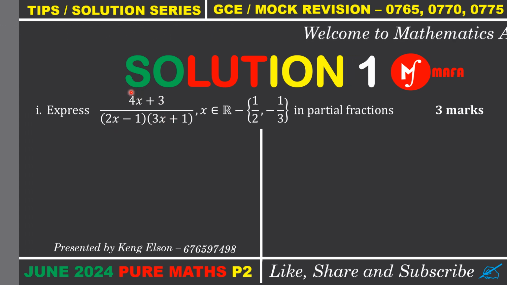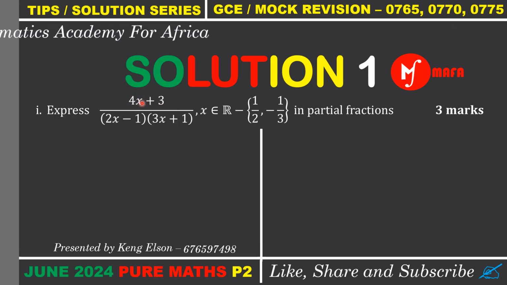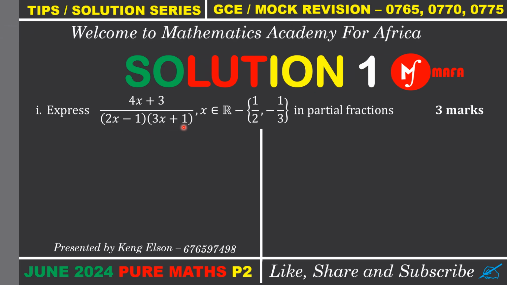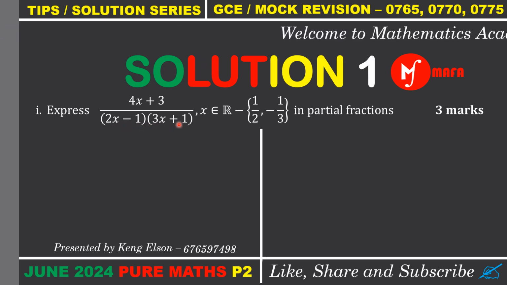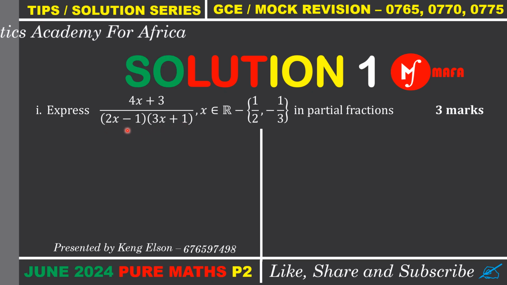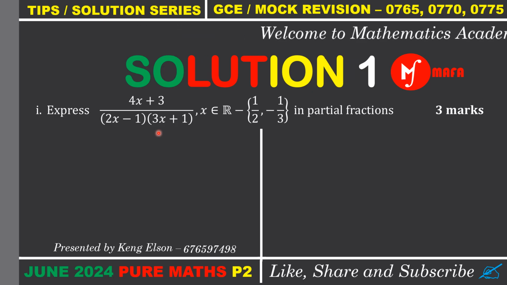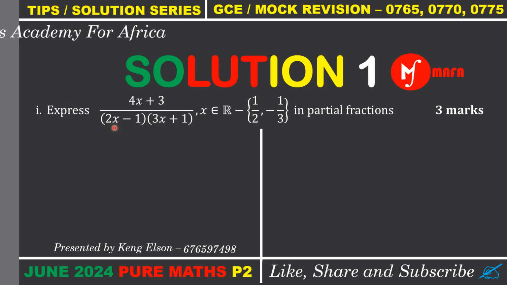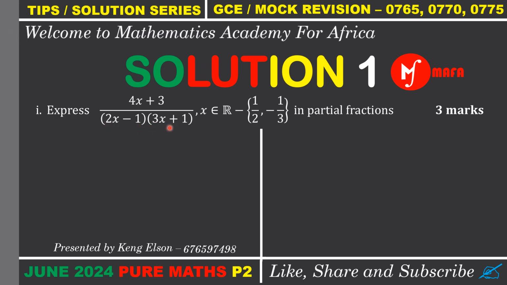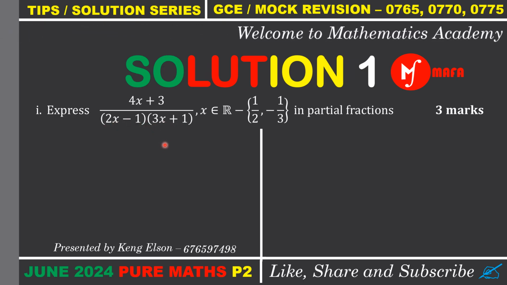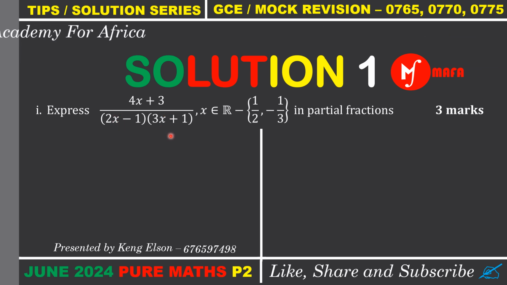In this case, the degree of the polynomial in the numerator is 1 because it is a linear function. The highest power of x is 1. In the denominator, the degree of the polynomial is 2. Why is it 2? Because we are multiplying two linear functions. So when we multiply polynomials, the degree of the resulting polynomial is the sum of the degrees of the polynomials we were multiplying. I am multiplying a polynomial of degree 1 with a polynomial of degree 1, so definitely I'm going to get a polynomial of degree 2, because degree 1 plus degree 1 gives me degree 2.